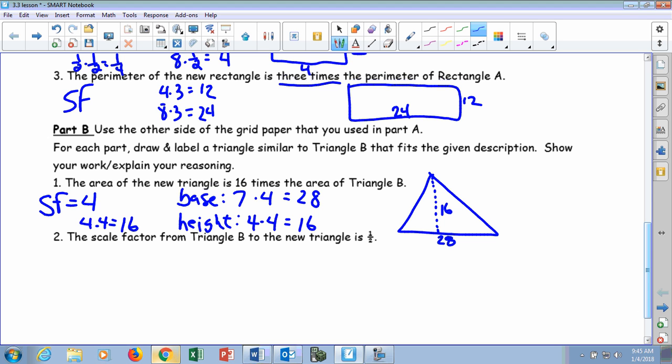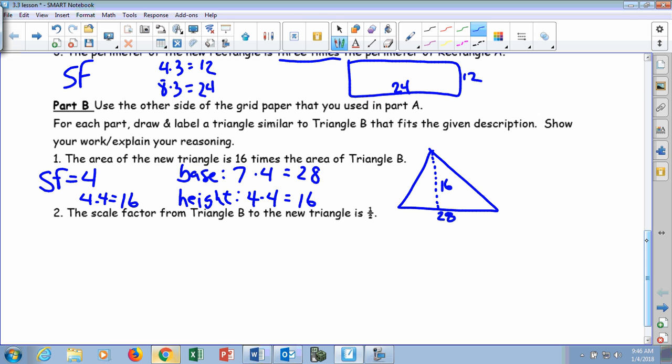And then the scale factor of triangle B, it's a half, right? So that's what's telling us the new triangle is a half. So which means the old triangle, right? The base was 7, so we have to multiply that by a half. Because remember, we're making it smaller, right? When it's less than 1, we're making it smaller. When it's bigger than 1, we're making it bigger. We're scaling up, right? And 4 times a half.